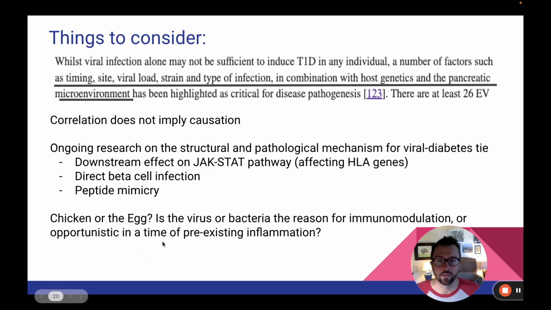And I mentioned this before, chicken or the egg. Is the virus causing the immune system to react, or is our immune system changed beforehand, allowing for these viruses to take hold? We have yet to know.